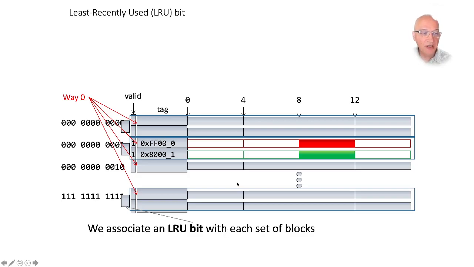And we have two ways. We have the way 0, in this case drawn on the top in the slide, and we have the way 1, drawn in the bottom of the slide. So the least recently used bit will be the bit corresponding to the way that has not been accessed recently by the processor.